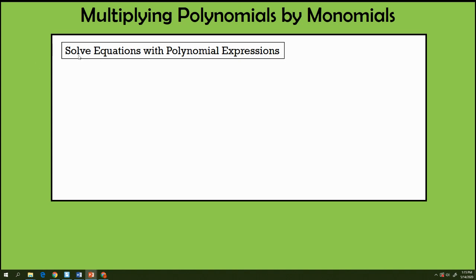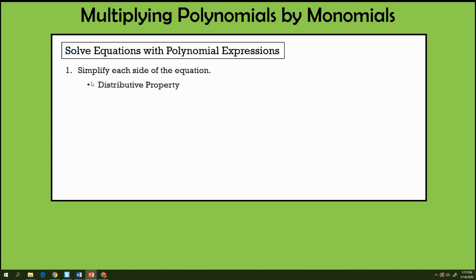So we're going to solve equations today, and they're going to involve these polynomial expressions that we have to distribute and simplify to be able to get to our solution. So our process is going to be this. The first thing we're going to do is look at the left side of the equation, which is everything to the left of the equal sign. We're going to look at the right side of the equation, which is everything to the right of the equal sign. And we're going to make sure that each side is simplified.